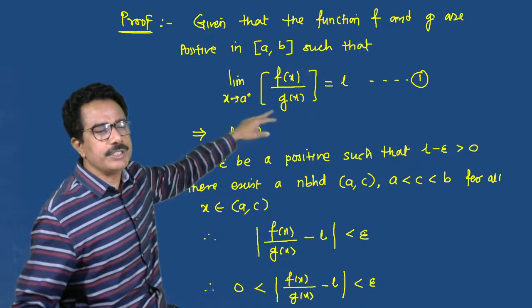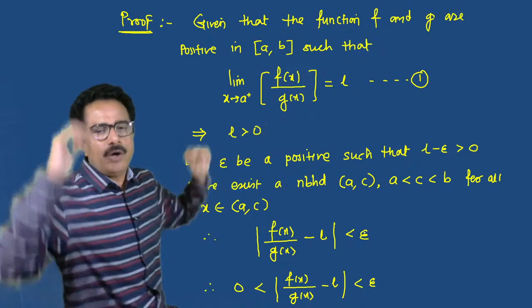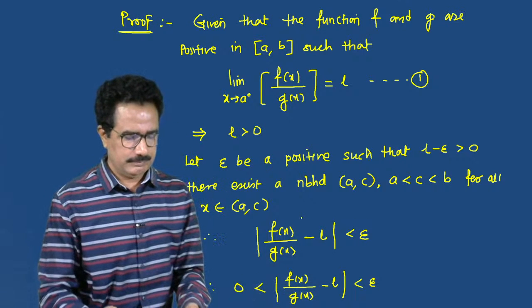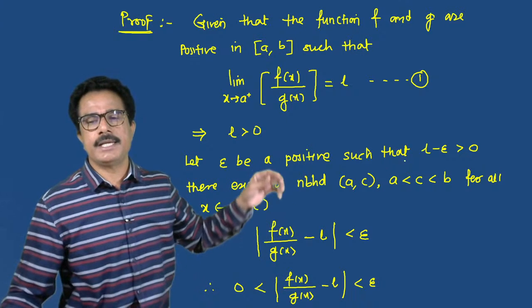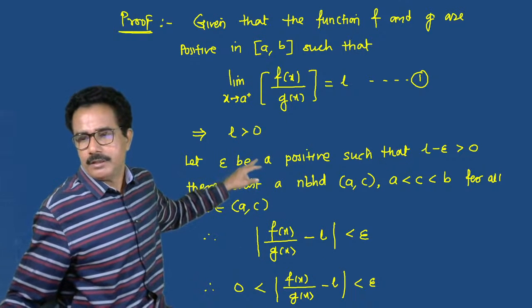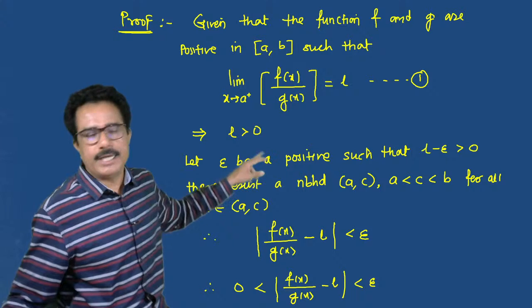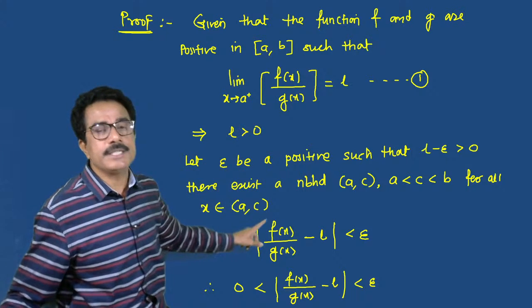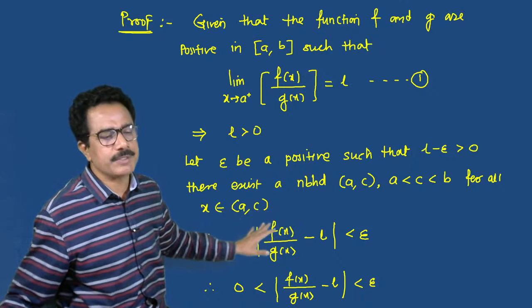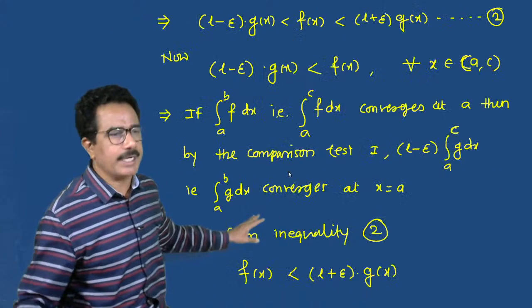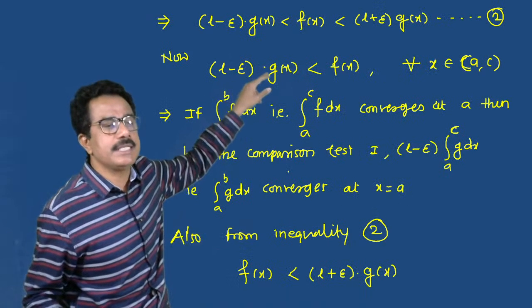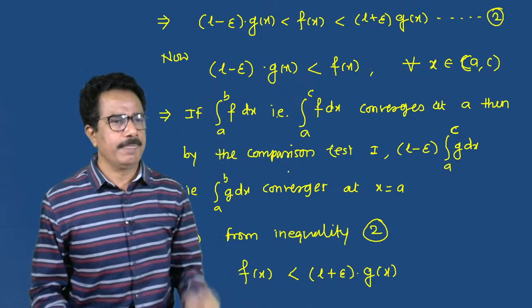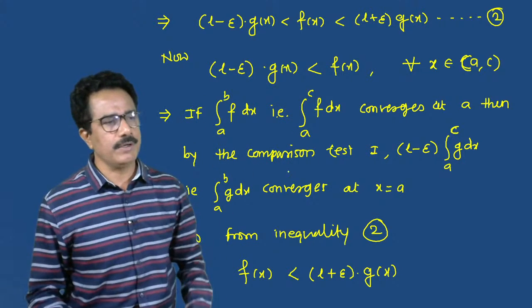Here f is positive, g is positive, then evidently or directly we can write L is greater than 0. After writing that, we have to use the definition of the limit, that is |f/g minus L| is less than epsilon. So by comparison we can write this in this way: (L minus epsilon) times g of x is less than f of x, which is less than (L plus epsilon) times g of x.